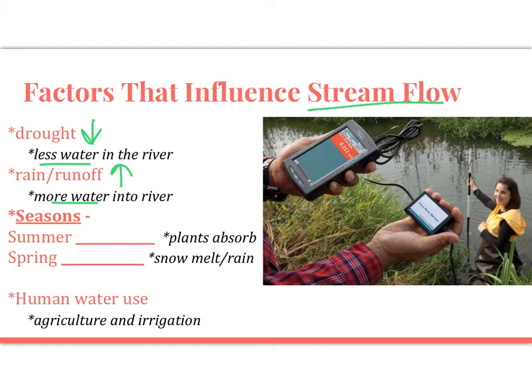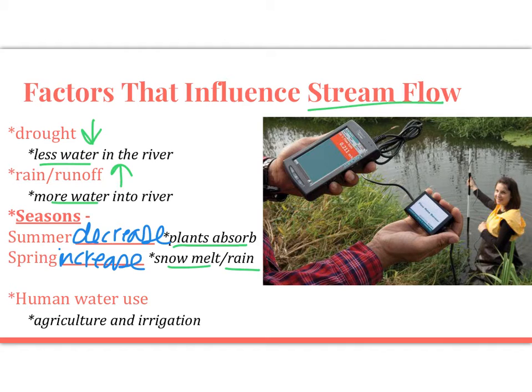Seasons are a little bit tricky, summer versus spring. We would actually see plants absorb a little bit more water during the summer months because that's when they're doing the most photosynthesis and growth, so we see a small decrease in the stream flow at that time. Whereas the spring would have an increase due to snow melting or rain in those spring months, which starts to increase and roll into the river.